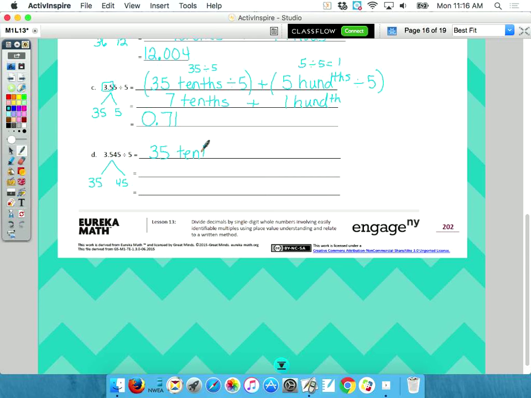Why is it tenths? How do I know this is tenths? The value that's in the last slot. The value in the last slot is a 5. What place value is it? The tenths. Same thing here. The 5 is in what place value? Thousandths, so that's what you write.